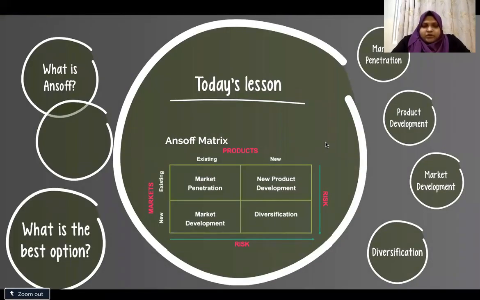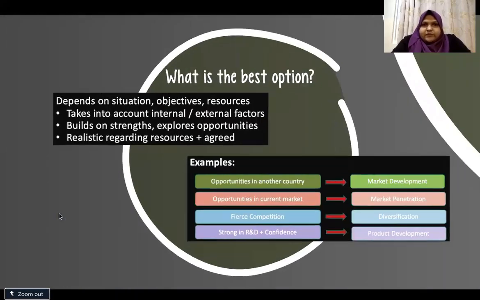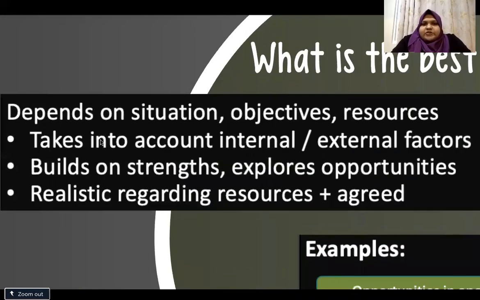Now, we saw the four strategies, but you might wonder, what is the best option from all of this for a company? Now let's have a look. What is the best option? Actually, there is no best option. It depends on the situation. It depends on the company objectives. It depends on the available resources. Therefore, a company needs to take into account the internal and external factors. They should build on their strengths, explore opportunities, and set realistic goals based on their resources, and these also have to be agreed with all the stakeholders involved.